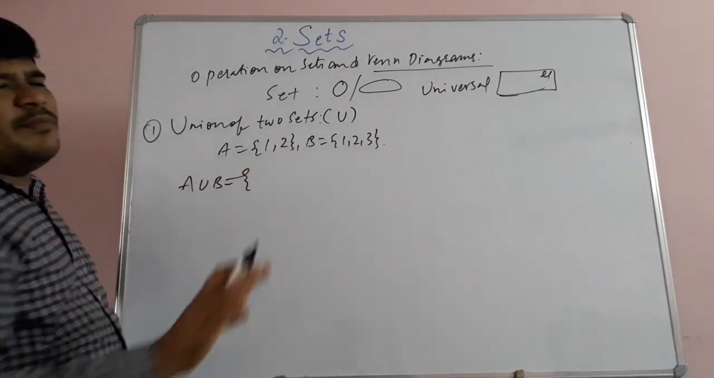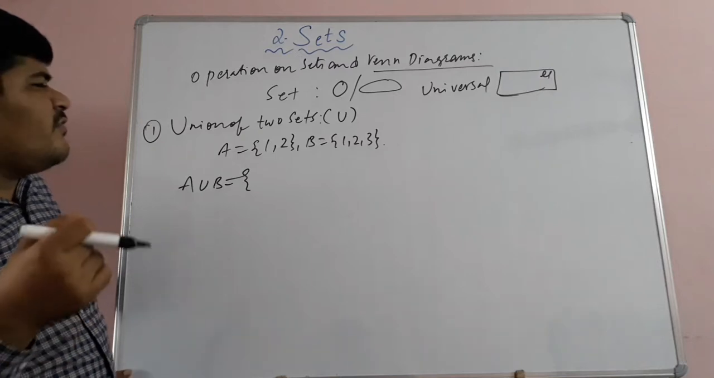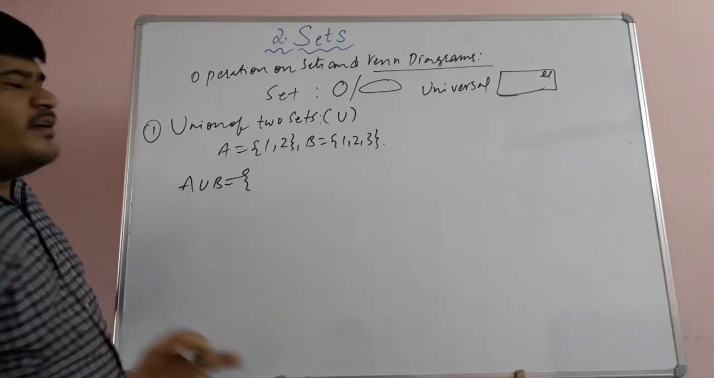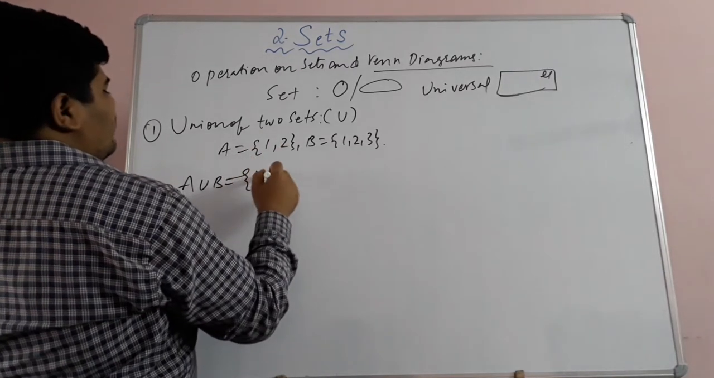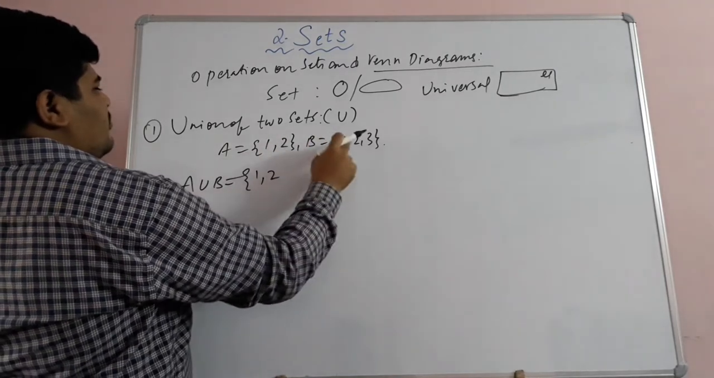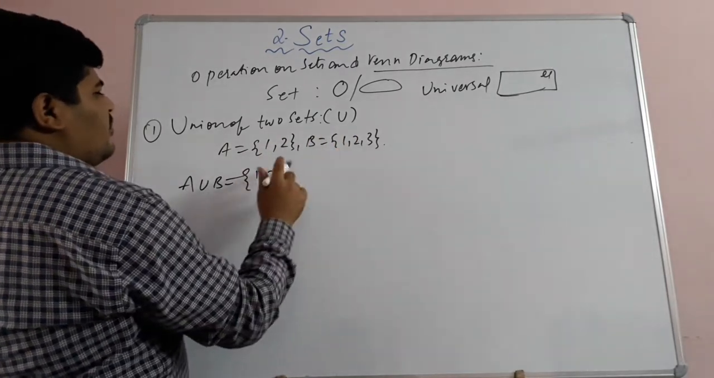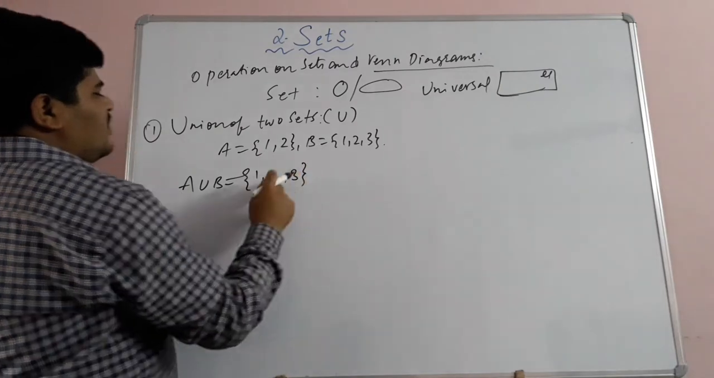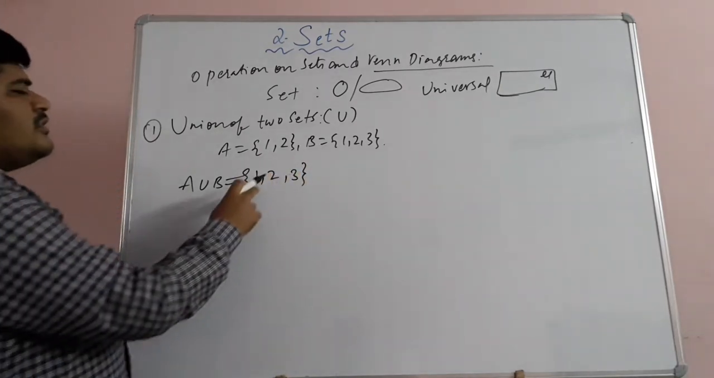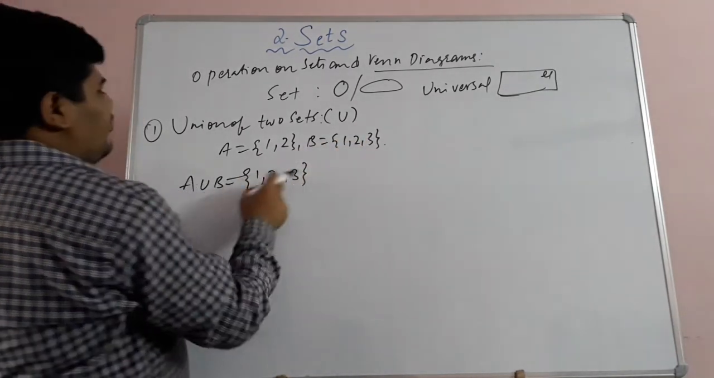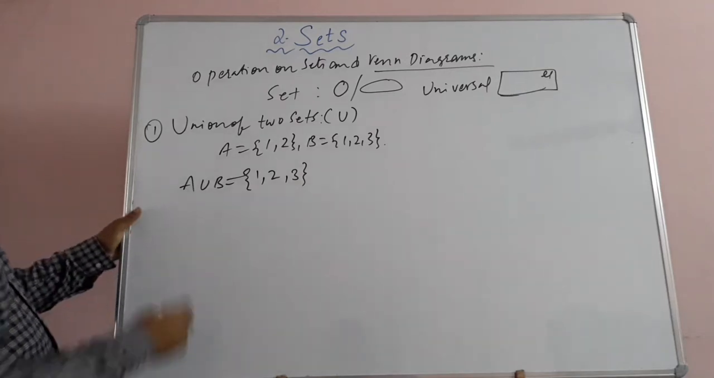So A union B is equal to, very simple. Here we will write all the elements, children. If any element is there two times, we should not write that element again. So 1 comma 2 is there in both, so no need to write 1 2 again. Just write 3. So A union B is 1 2 3, children.